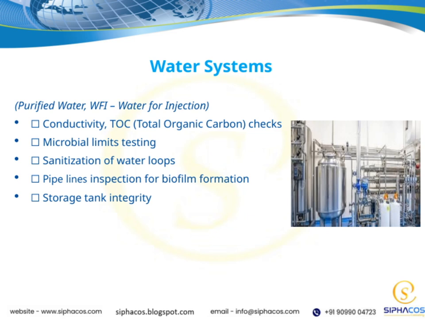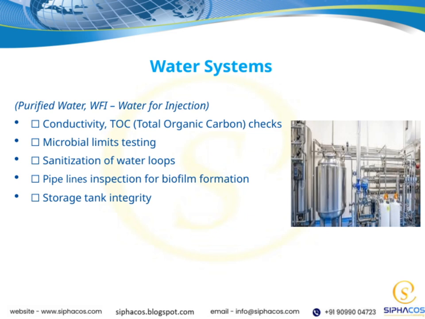Next, microbial limits testing is vital. We need to confirm that microbial levels stay within acceptable limits to prevent any microbial contamination that could affect the efficacy or safety of the final product. Sanitization of water loops is another key point. Regular cleaning and sanitizing prevent microbial buildup and biofilm formation, which can be tricky to detect but pose significant risks.